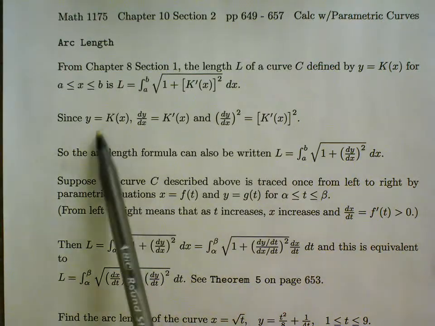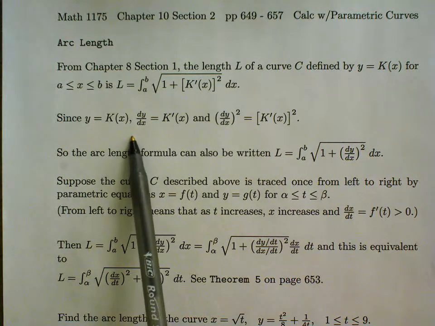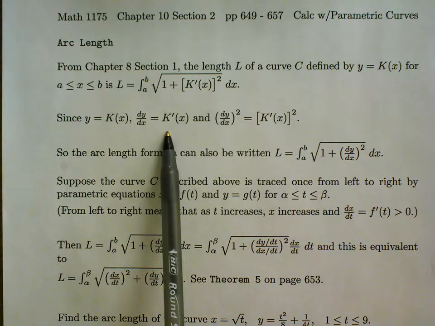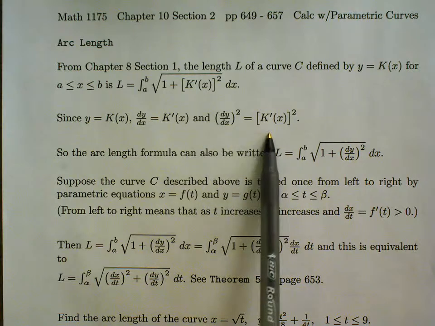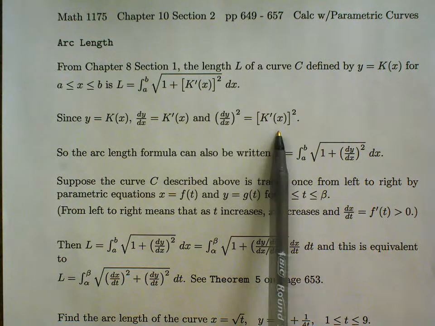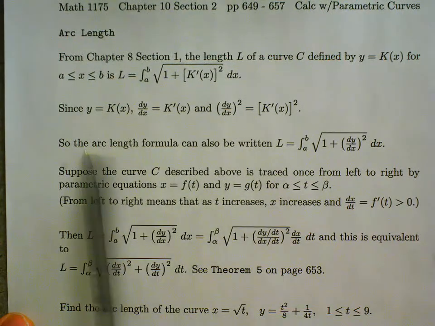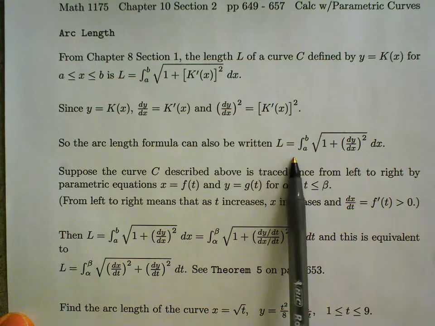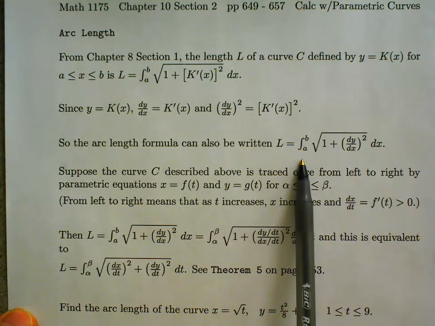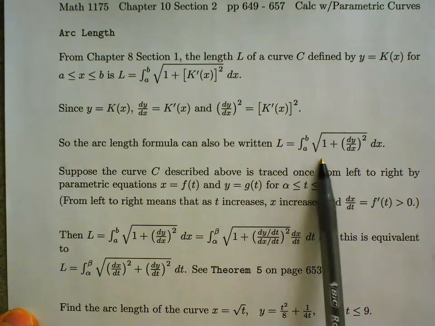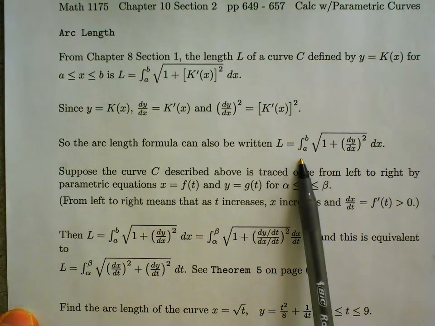So recall the Leibniz notation. Since y equals k of x, dy/dx is equal to k prime of x. And if you square dy/dx, that's the same as squaring k prime of x. So an alternative formula for the arc length using the Leibniz notation is: the length is the definite integral of the square root of 1 plus the square of dy/dx from x equals a to x equals b.